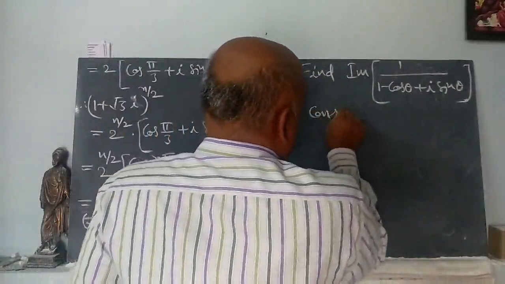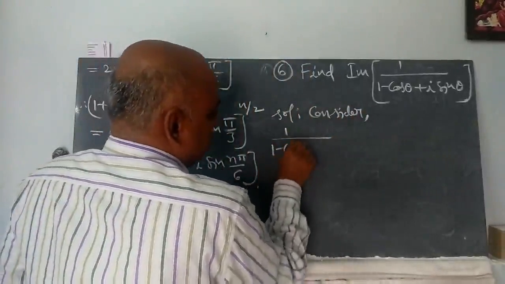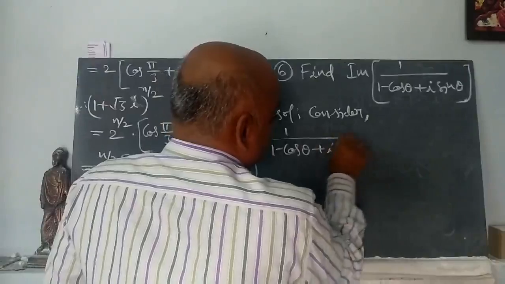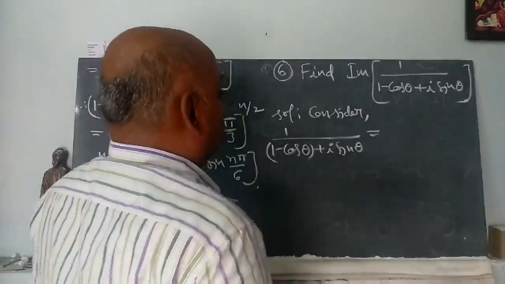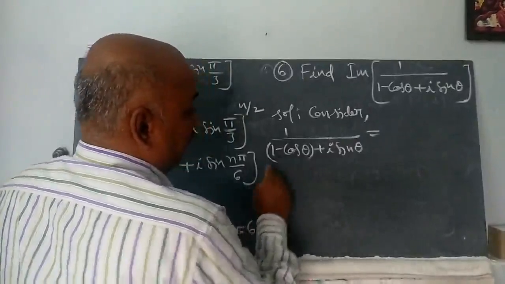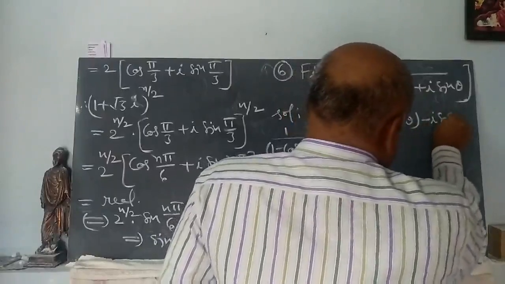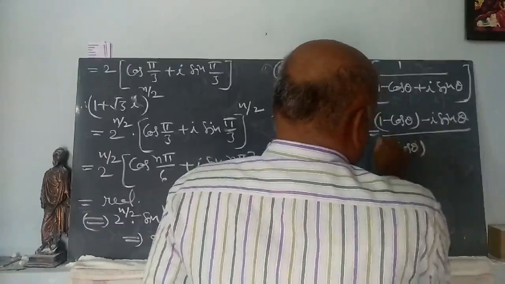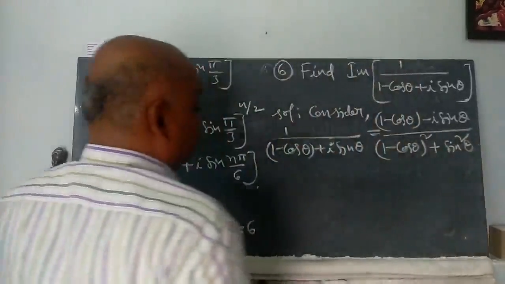Consider 1 by 1 minus cos theta plus i sin theta. This is equal to multiplying and dividing by the conjugate of the denominator. So, 1 minus cos theta minus i sin theta whole by 1 minus cos theta whole square plus sin square theta.